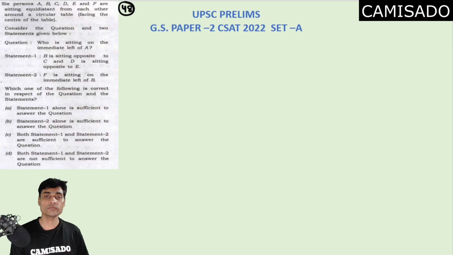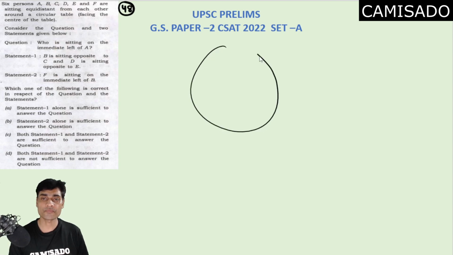So again, this question of 48. 6 persons A, B, C, D, E and F are sitting equidistant from each other around a circular table facing the center of the table. Now there is a question: who is sitting on the immediate left of A? So first of all, just make a round table, and 6 persons are sitting opposite to each other equidistant. So like this we can mark the positions basically.